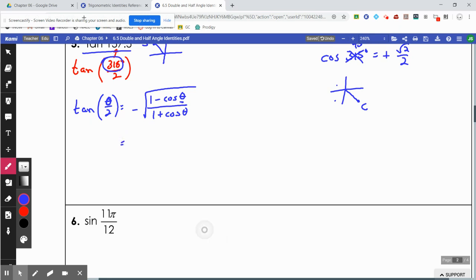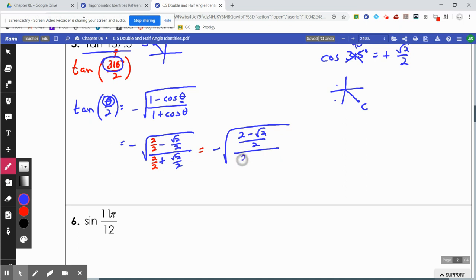So for 315 over 2, we've got the negative square root of 1 minus root 2 over 2, over 1 plus root 2 over 2. Common denominators: I'm just going to erase this 1 and write it as 2 over 2 and do the exact same thing on bottom. So let's clean that up. We have the negative square root. On top you have 2 minus root 2 over 2. And on bottom you have 2 plus the square root of 2 over 2. When you flip and multiply, since you have a 2 on both of these fractions on the bottom, they're going to cancel each other out anyway.